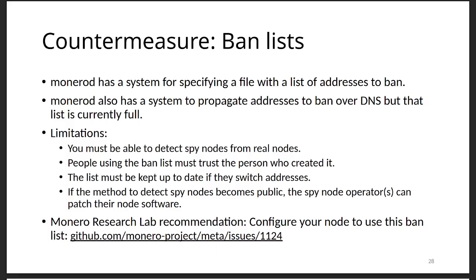Ban lists have a few limitations. You must be able to detect spy nodes from real nodes. People using the ban list must trust the person who created it. The list must be kept up to date if they switch addresses. If the method to detect spy nodes becomes public, the spy node operators can patch their node software. The Monero Research Lab recommends that all users configure their nodes to use the ban list at github.com/monero-project/meta/issues/1124.